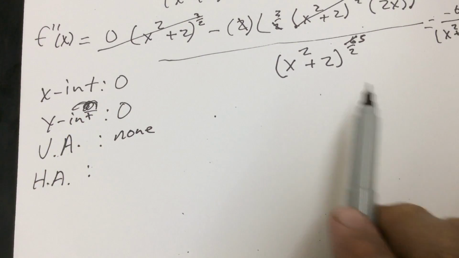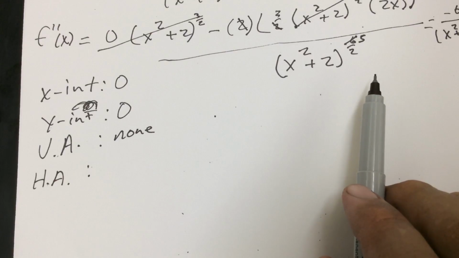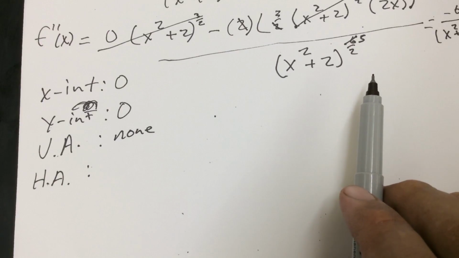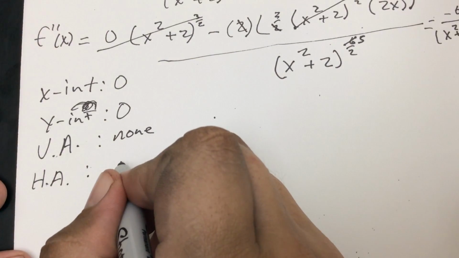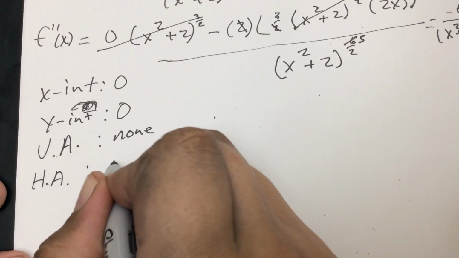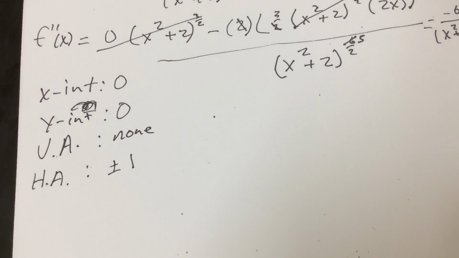Horizontal. Well, here we would have x over x, technically since it's square root of x. So we would have the numbers in front, which would be plus or minus 1, with it being the square root on the bottom.